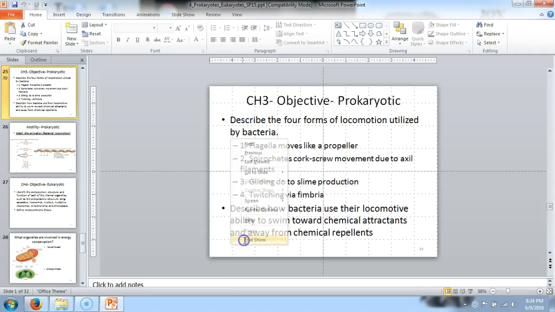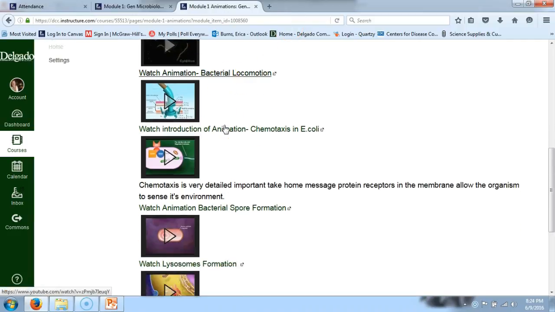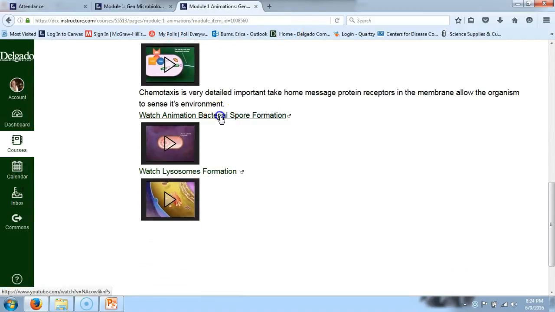So we have an animation for this. Let me plug it in. And for these animations, sometimes they're going to go into a little bit more detail than I'm going to hold you guys to, right? So just the basics that we just went over as it relates to endospores. Let's see if I can get it to play. So back to Canvas. And we'll do spore formation.